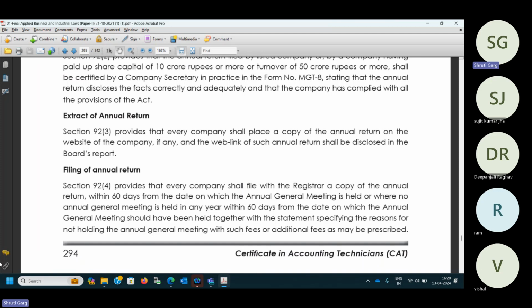The board report basically is the director's report, and every company has to upload its annual return on the website of the company, if any, and the web link of such annual return shall be disclosed in the board report. This provision is mandatory for all listed companies. Otherwise, there is no need. But if a company has a website, then it has to upload. Clear?